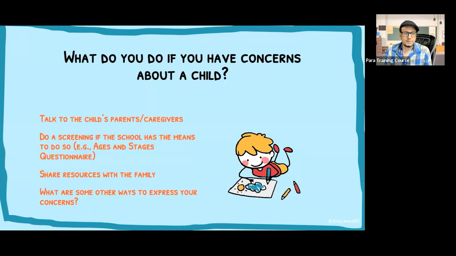Do a screening if the school has the means to do so. There's an Ages and Stages questionnaire that a lot of schools use. It's possible to screen for developmental trauma. You can also share resources with the family, let them know that this is available to help. Different districts and different counties have different services that are free or low cost. And we might think about some other ways that we can express our concerns. But I think primarily, we want to talk to the student as much as possible, support them as much as possible, and talk to our classroom teacher about it.